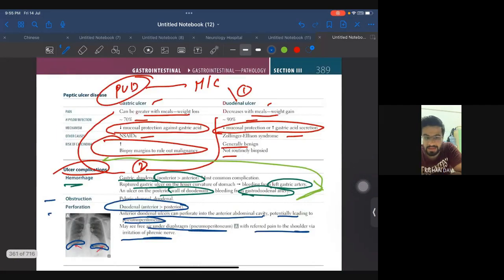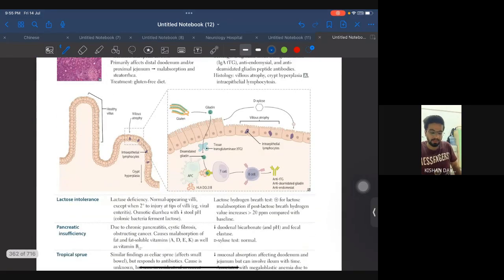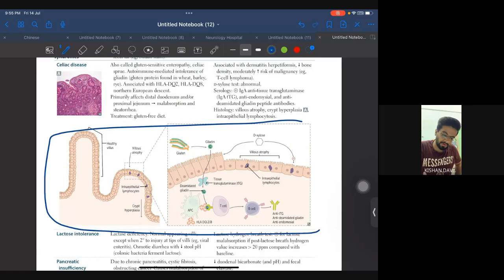So esophagus done. In stomach, you have two conditions: PUD and gastric carcinoma. In esophagus, that entire page, all the conditions are important along with the cancer. So two organs done. Let's move to the intestine, small intestine. Small intestine has malabsorption syndrome. If you want, just go through this once, or else not required. Just understand what they are talking about.